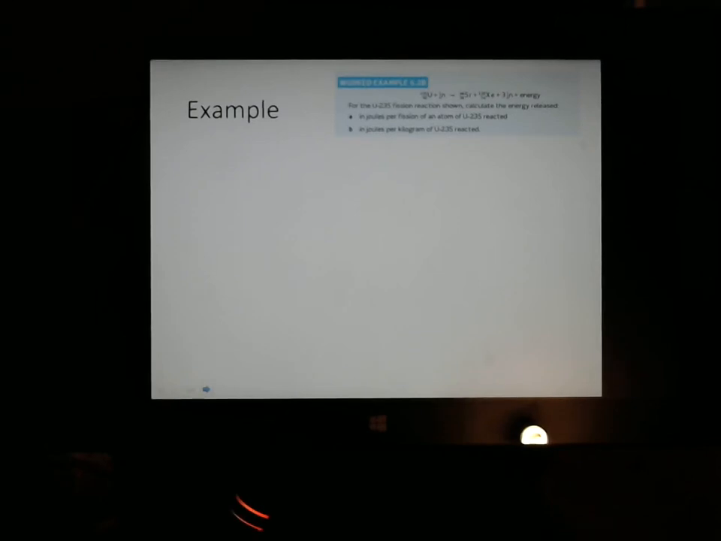Alright, so let's have a look at an example. This is from your book. For the uranium fission reaction shown there, calculate the energy released in a couple of different ways. Joules per fission of an atom, that's the same as what we've done before, but then another version, joules per kilogram. Now, in terms of joules per fission, we need to know what's the mass before and what's the mass afterwards.